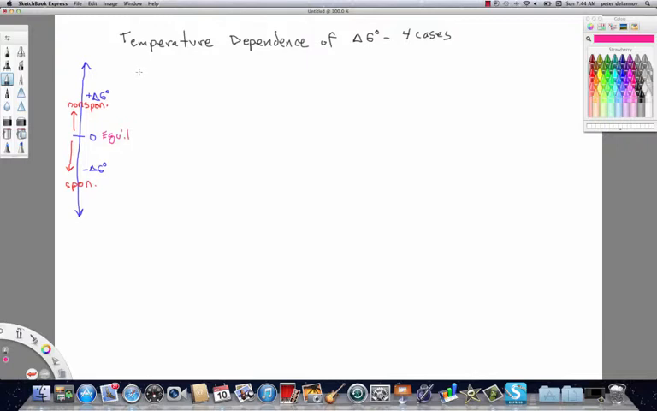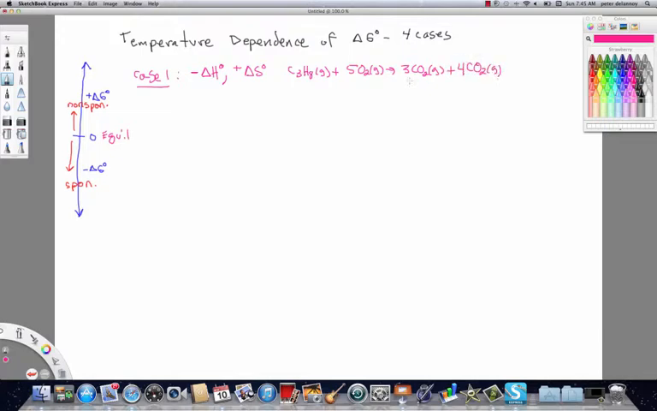And in case number one, this is going to be the situation where we have a large negative delta H and a large positive delta S. An example of this is a chemical reaction we've already dealt with. It would be the reaction of propane, for example, with oxygen to produce carbon dioxide and water.